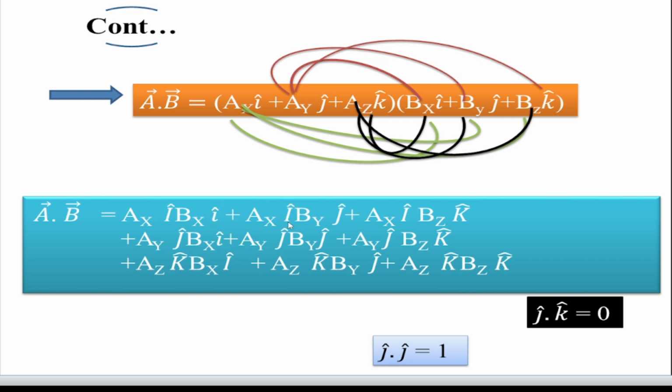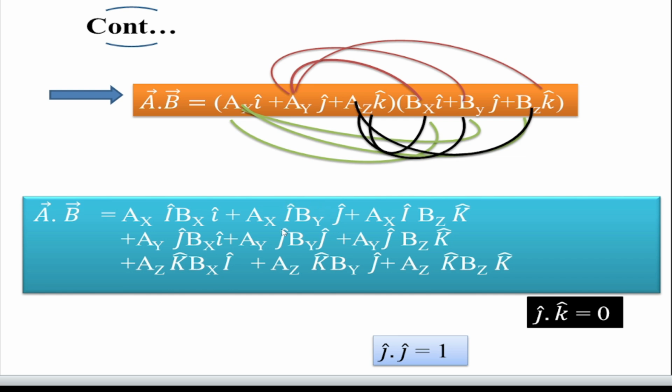Look, the unit vector I and j. Look, the unit vector I and k. Look here, j and I, j and j, j and k, k and I, k and j, and then k and k. At this time, what do we have to do? We have to remember something about the unit vectors. Look, these vectors are mutually perpendicular unit vectors.